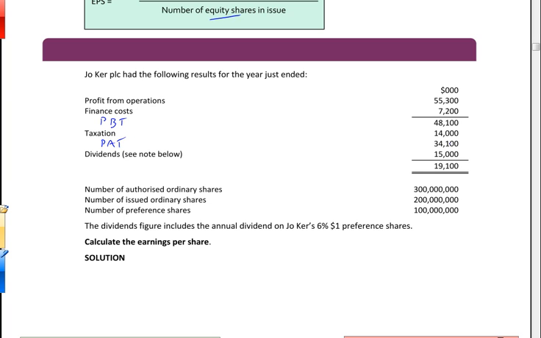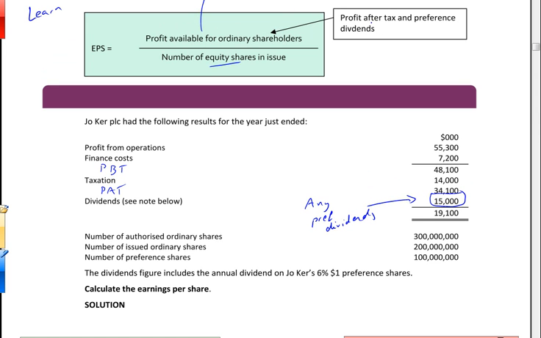Then we have dividends, and that takes us to our overall net profit. Now, what we need to consider with that dividend number is, well, does it include any preference dividends? Because what we want to work out for our profit number is the profits after tax and after preference dividends. So if there's any preference dividends in there, we need to deduct that from our profit after tax.